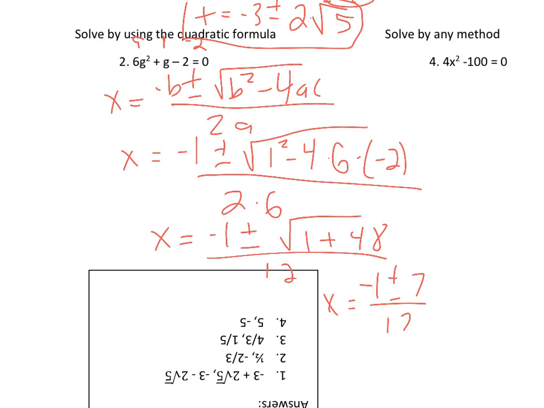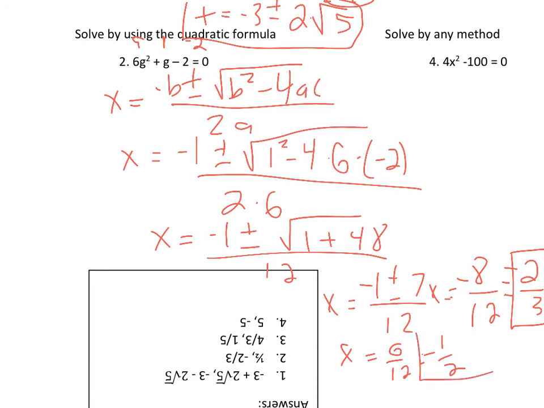Okay, so now we just have to evaluate the plus or minus. Negative 1 plus 7, that's positive 6. So we have 6 over 12, which equals 1/2. And for our other solution, we have negative 1 minus 7, which is negative 8. So x equals negative 8 over 12, which we can simplify, because the common factor there is 4, to negative 2/3. Of course, answers below. So here, negative 2/3 and 1/2.